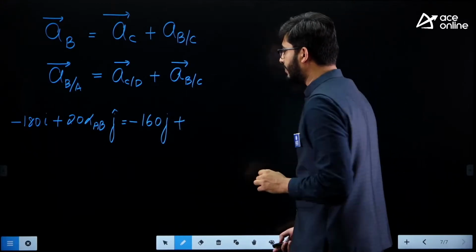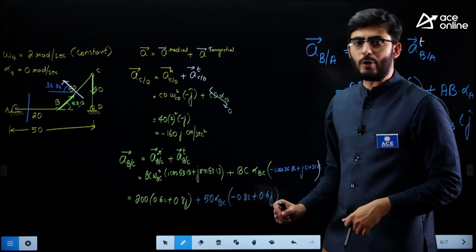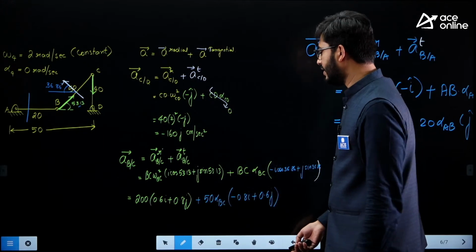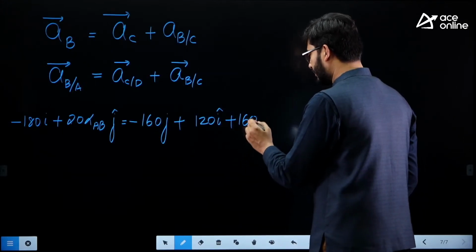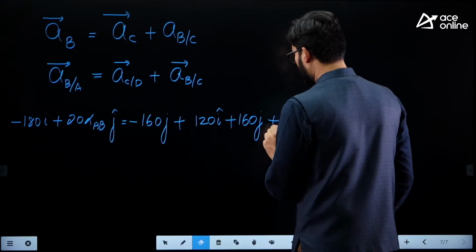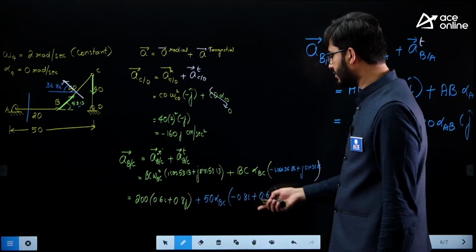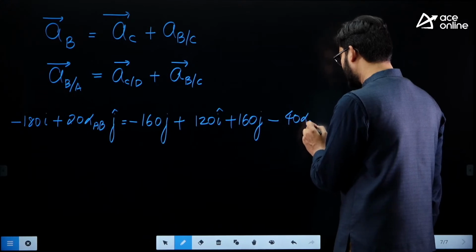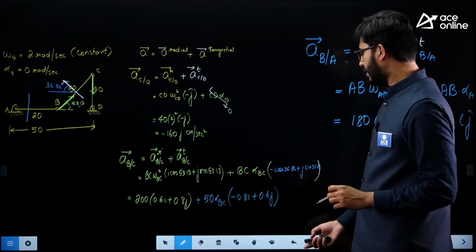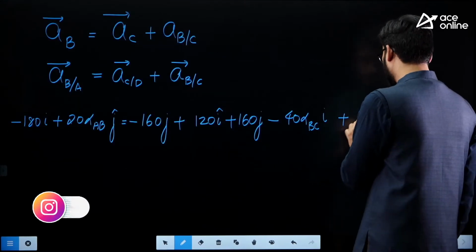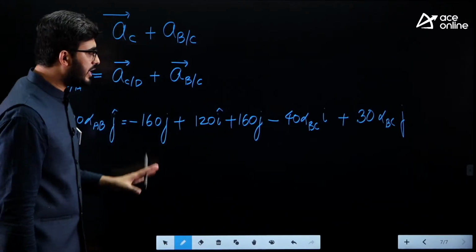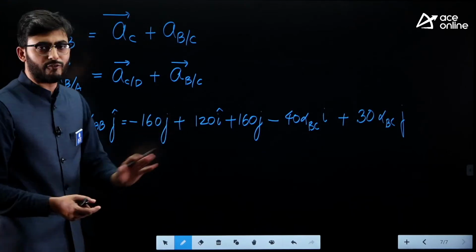Next is acceleration of BC, guys. We have calculated that as 200 into 0.6 is 120 I cap. Next is 200 into 0.8 is 160 J cap, minus 50 into 0.8 is 40. So this will be 40 alpha BC I cap, plus next is 50 into 0.6, that is 30, guys, 30 alpha BC J cap. So now here you can equate the coefficients of I and J, get the values of alpha AB and alpha BC.